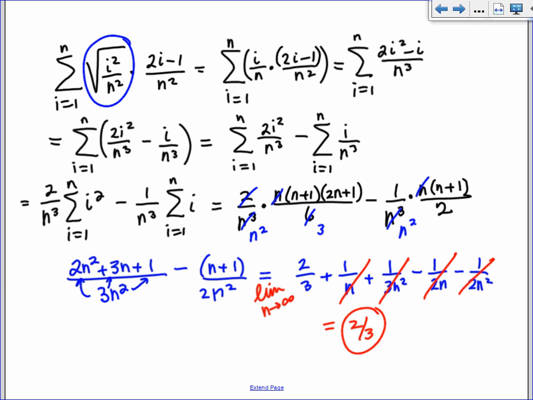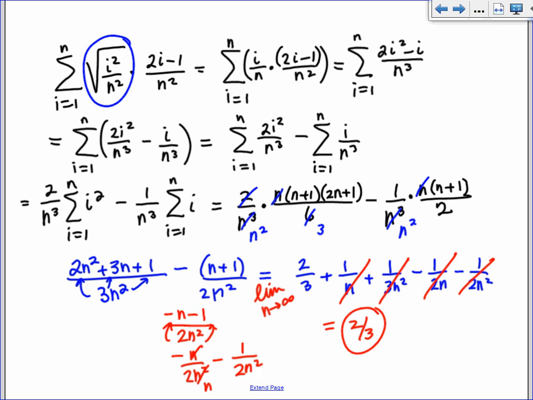Nia, do you have a question? How did you get 1 over 2n? I distributed the negative, and then I brought the 2n squared into both pieces. So I have negative n over 2n squared minus 1 over 2n squared, and this reduces out. So negative 1 over 2n.